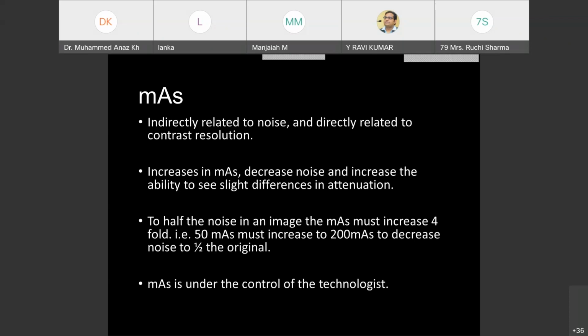Again, you have to decide whether higher radiation is important. When you increase the radiation, you get a better picture, but at the same time, you are also putting the patient at risk. So you have to make a trade-off there.